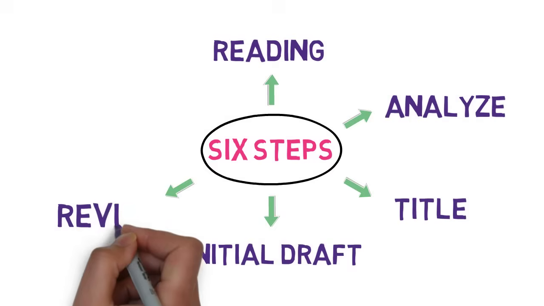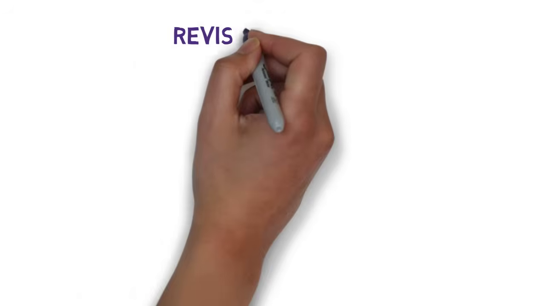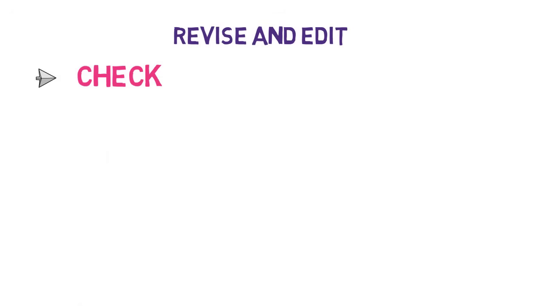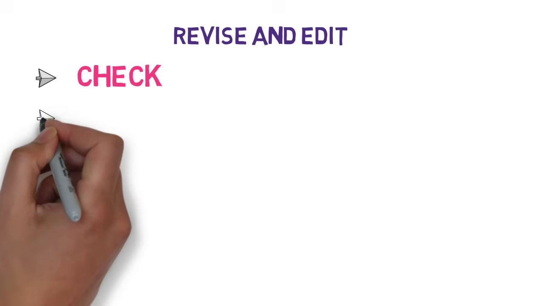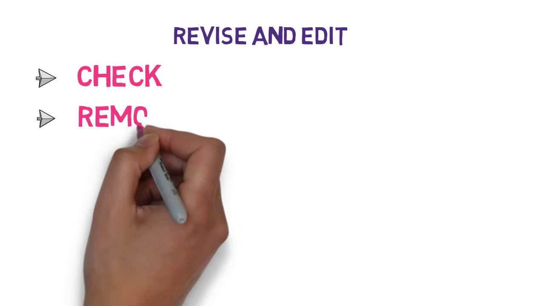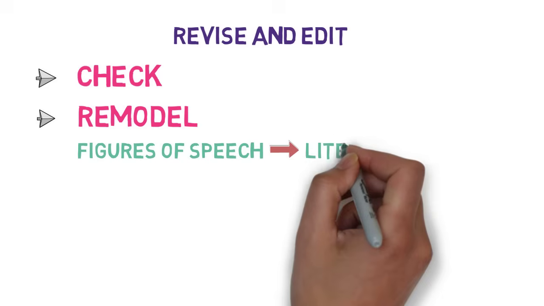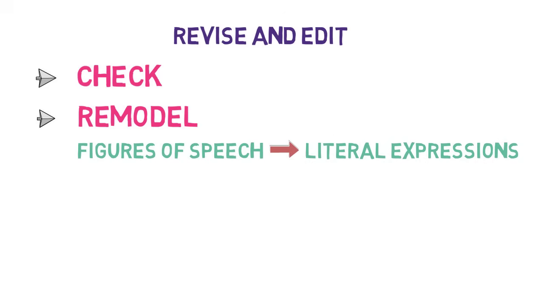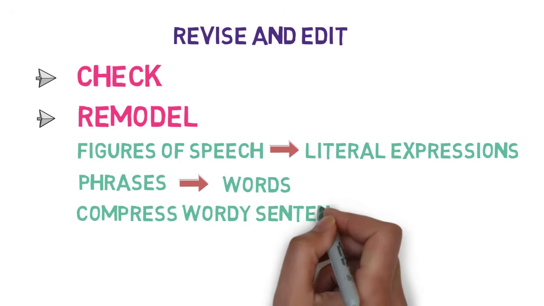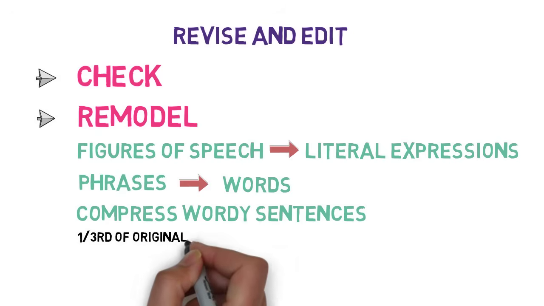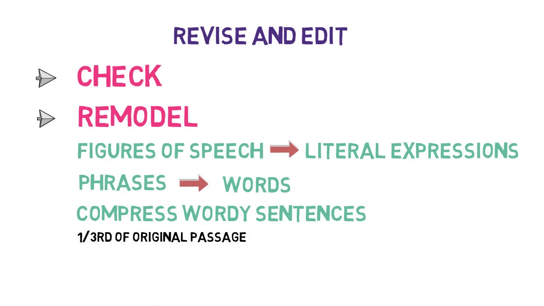Step number 5, revise and edit. Here you need to keep some points in mind. Number 1, check if all the points are included. Number 2, further try shortening the passage. Here we need to do remodeling or rephrasing. There are some techniques of remodeling. First, we can change figures of speech into literal expression. 2, we can alter phrases to words. And 3, we can compress wordy sentences. Remember that the size of Precis must be 1/3 of the original passage. So, make your changes accordingly.